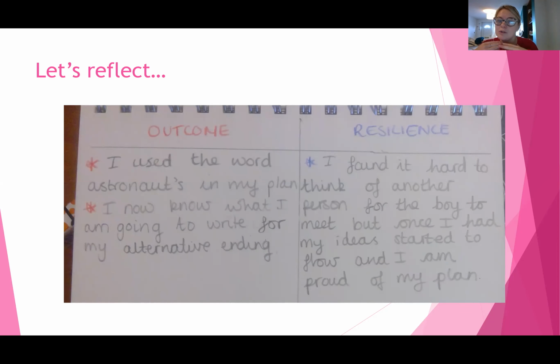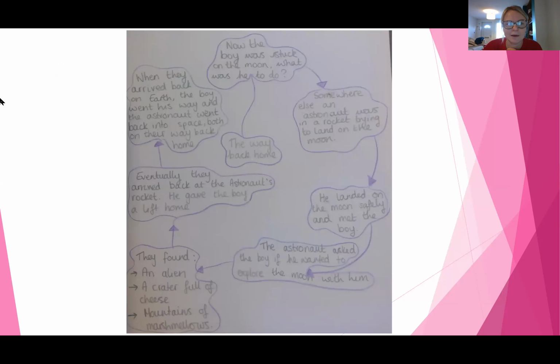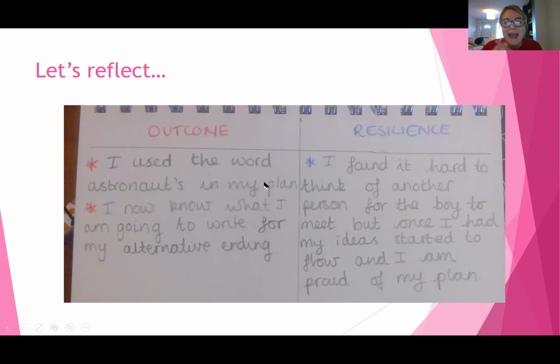So I'd like you to go ahead and do that in a second, but my ideas, so I use the word astronauts in my plan, and I use the possessive apostrophe, because if we look at my plan, I was talking about the astronaut's rocket, so the rocket belonged to the astronaut. And I also now know what I am going to write for my alternative ending. So I know I've worked towards my outcome because I've got to write that alternative ending, and now I know the bare bones of what that's going to look like.